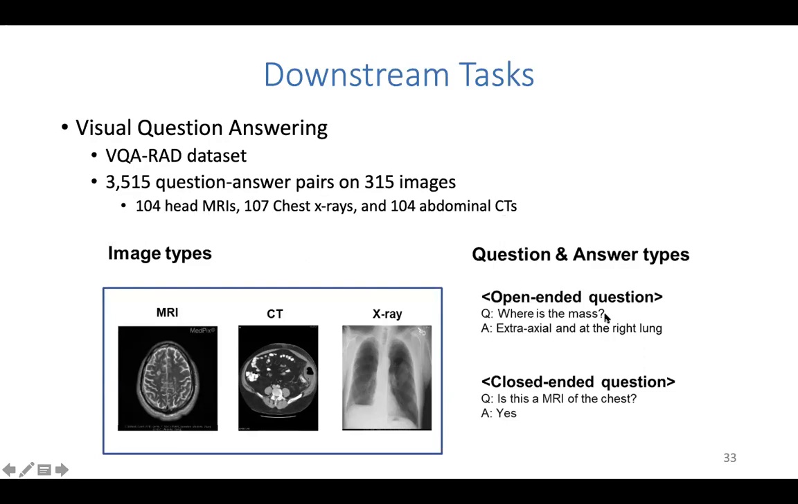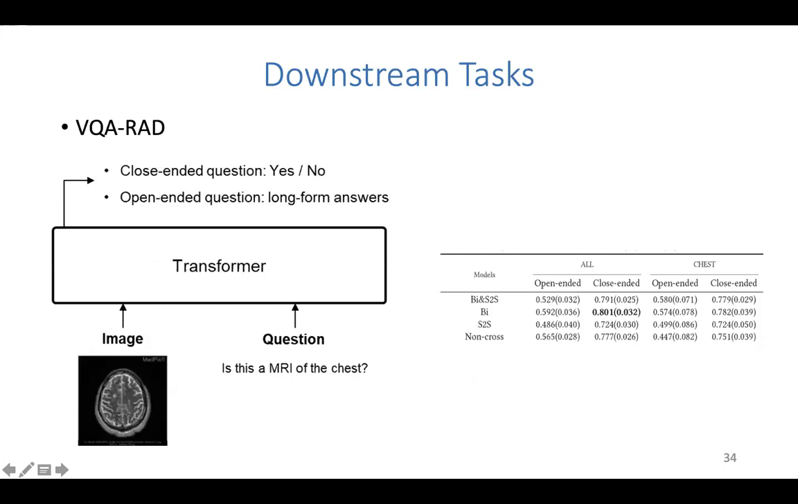For example, where is the mass in the right lung? This is probably based on X-ray images. A closed-ended question is like, is this an MRI of the chest, or is this an X-ray of the chest, or short-answer questions like yes or no questions. And when you fine-tune the pre-trained multimodal model on VQA-RAD, the different types of attention masks show different performance, but obviously non-crossing is doing the worst job. And interestingly here, the bidirectional attention map showed the best performance.